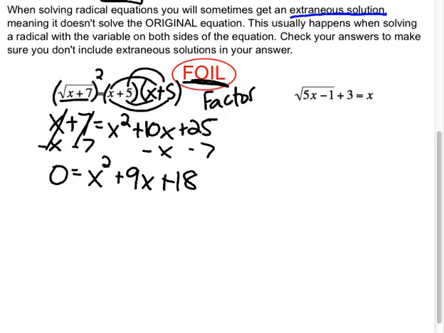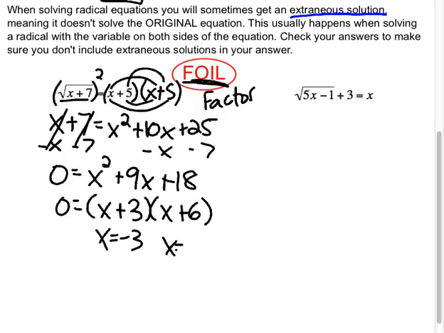So we would have that. Now, I need to factor this thing. So that's going to give me x plus 3 and x plus 6. So my two solutions are going to be negative 3 and negative 6.